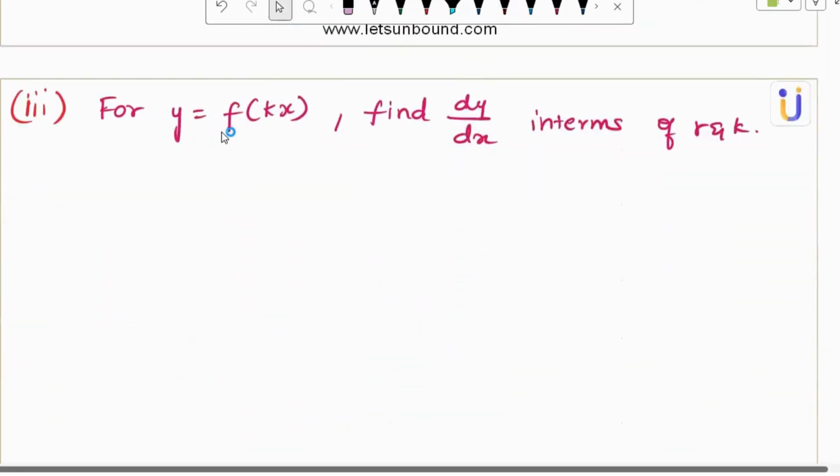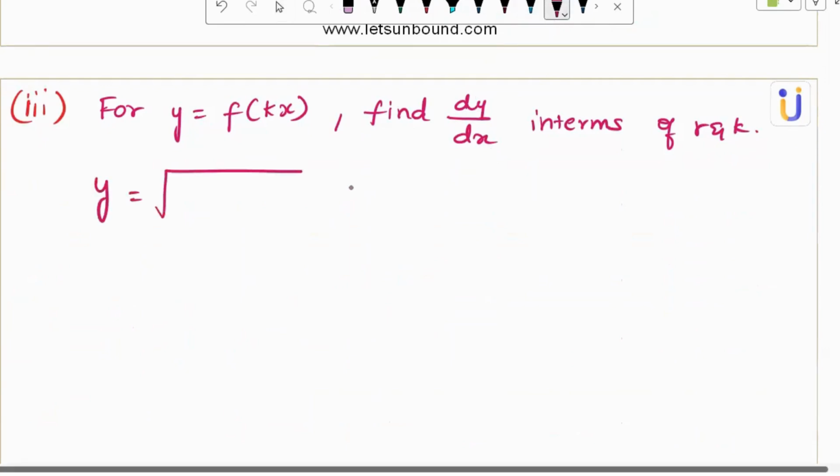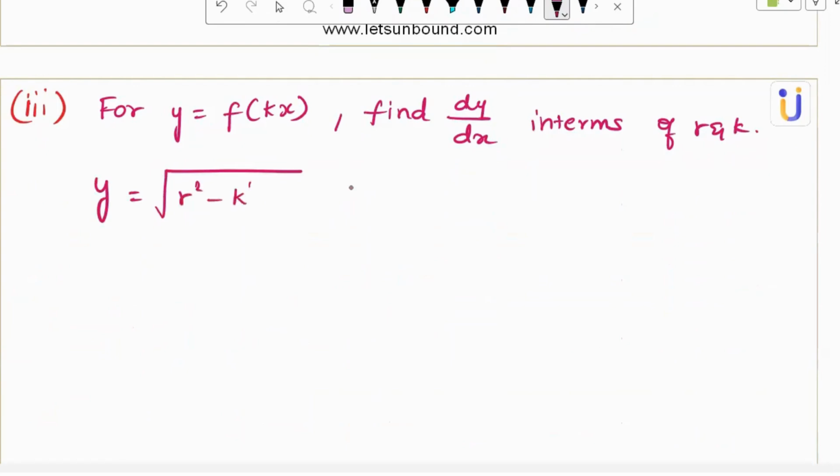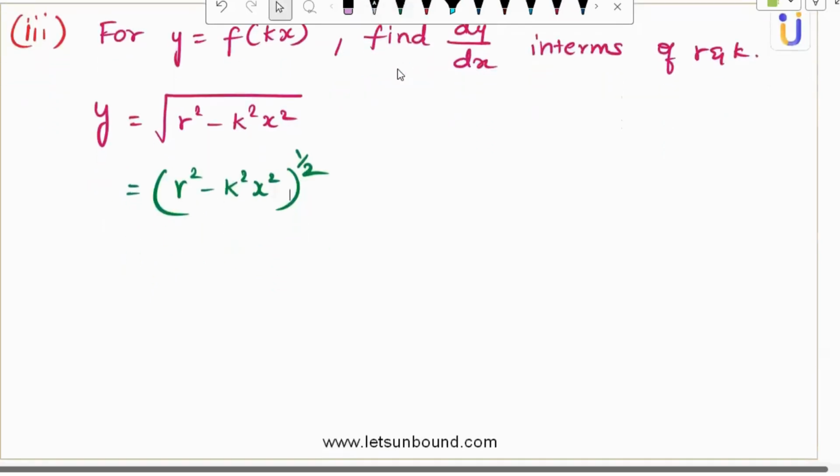Now the third part. For y is equal to f of kx, find dy by dx in terms of r and k. Yeah, that's simple. If your y is f of kx, that we know already, square root of r square minus k square x square, find dy by dx. So let's write it in this differentiable form. This is also differentiable as it is, but easy to differentiate with the whole power half. And the same, apply the chain rule.